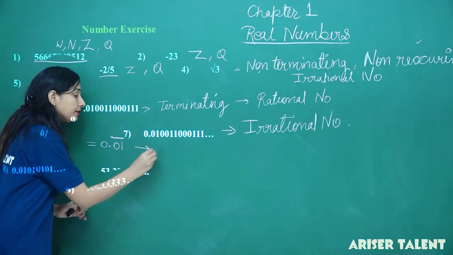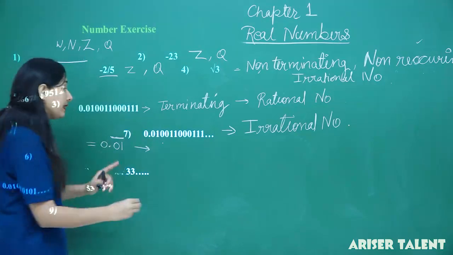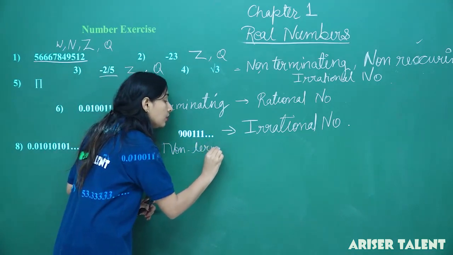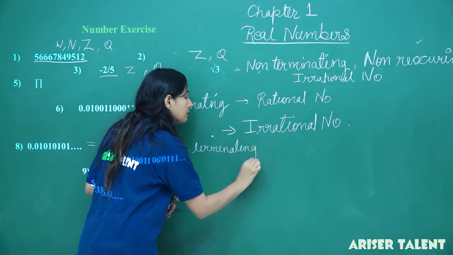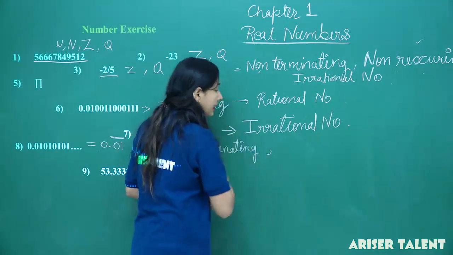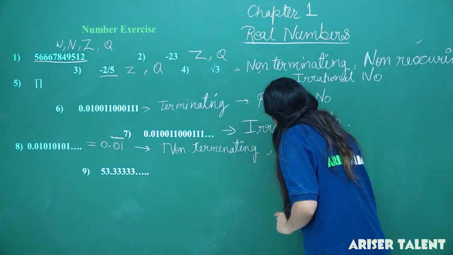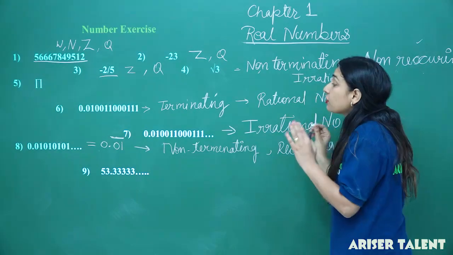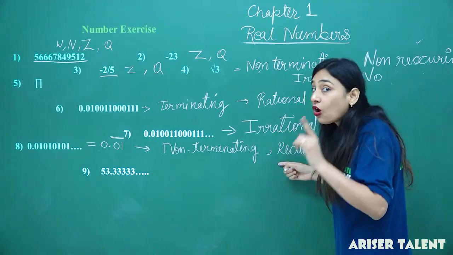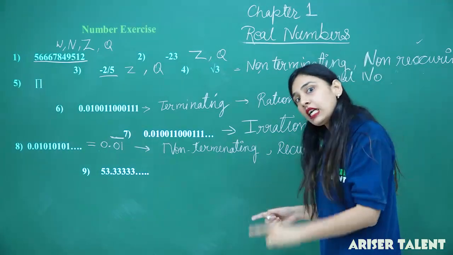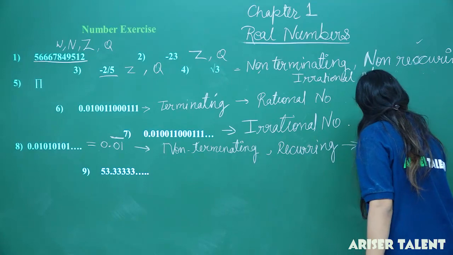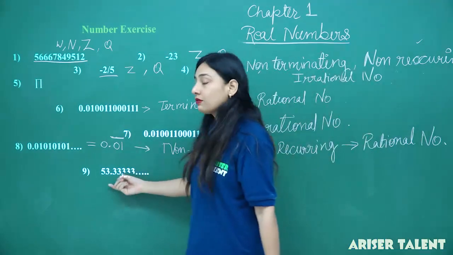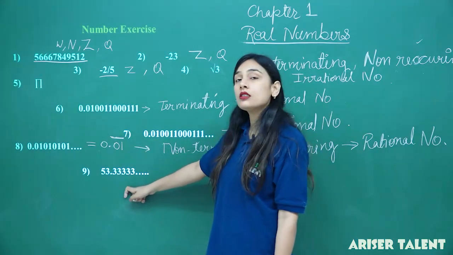So this is what? Obviously, the first point is it is non-terminating. But the second point is, it is reoccurring or repeating. So it is not an irrational number, mind my words, it is a rational number. So what is it? A rational number. Okay, students?